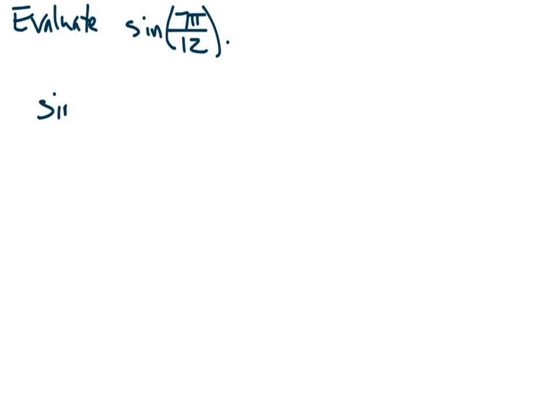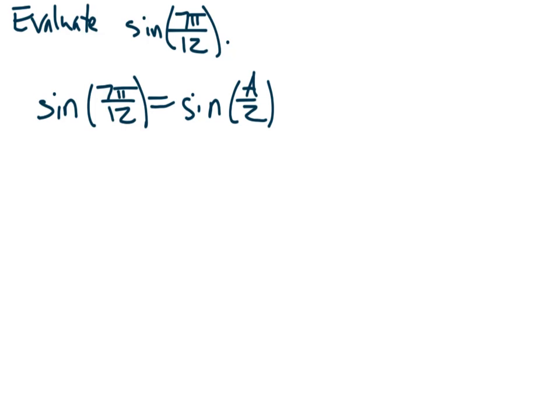Let's go ahead and tackle our next example. Evaluate sine of 7 pi over 12. So again, the first question is, what angle is this supposed to be half of? If I'm supposed to use a sine half angle identity, then I need to know sine of 7 pi over 12 is the sine of what divided by 2? What do I divide by 2 to get 7 pi over 12?